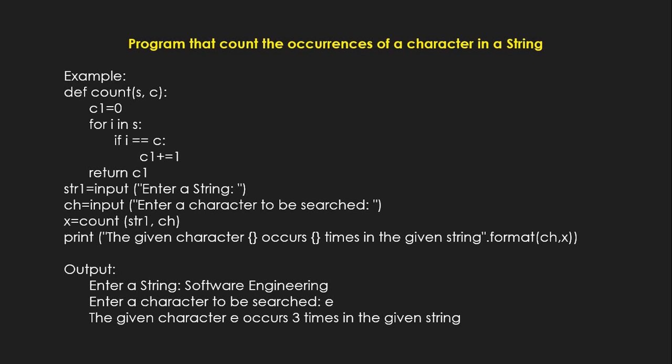So what happens in the last print statement? You have two placeholders there. The given character, whatever character that you have keyed in, ch, occurs how many times. Again the second placeholder is there, ch is the character that you input, and x is the number of times that you have counted, and it will print the given value there. Okay, so what are we doing here? We are trying to find out how many times a particular character appears in a given string.